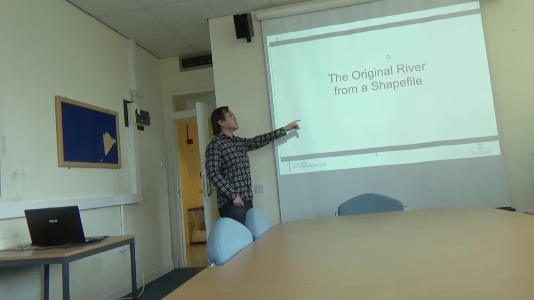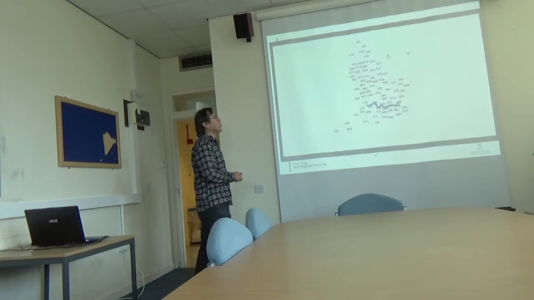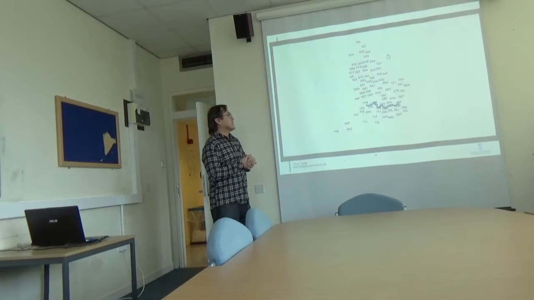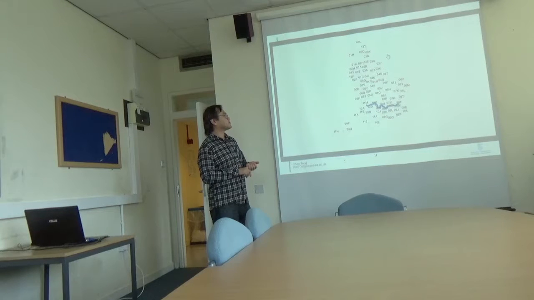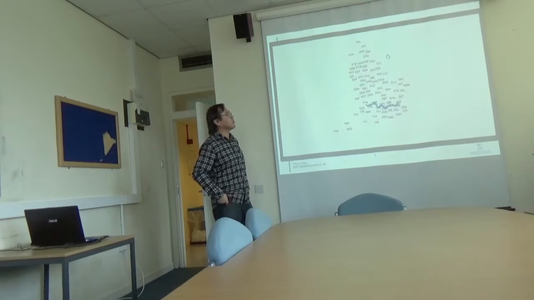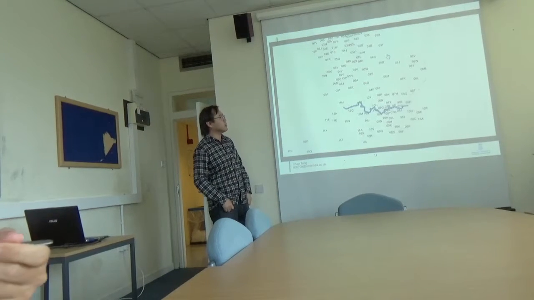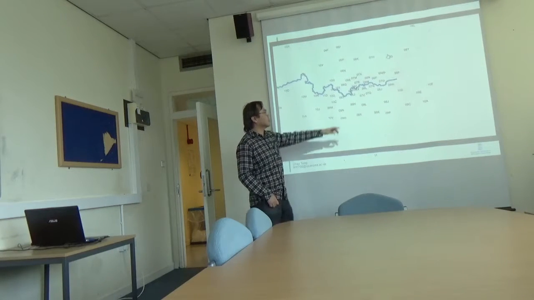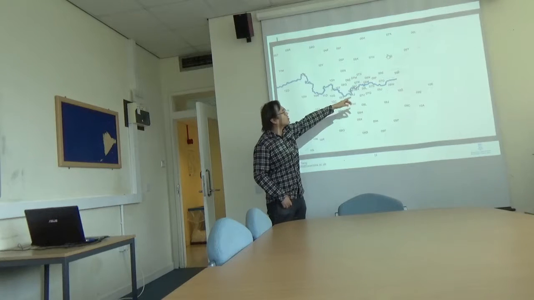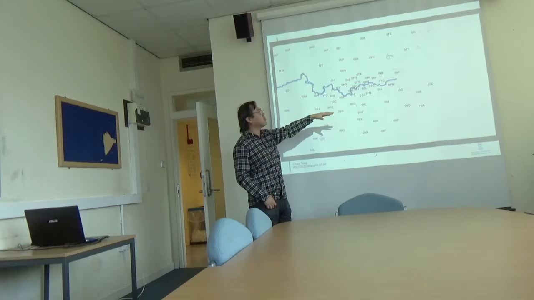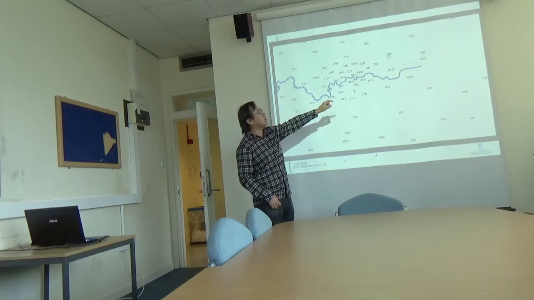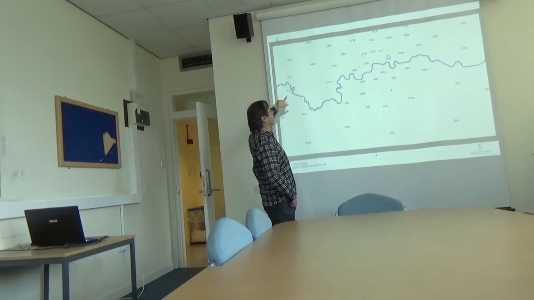So first is how we do the river definition and approximation. This is the original river we input from the shapefile to the QGIS software. So you can see there are several nodes on both sides of the river. So we can figure out a pair of nodes from the very beginning to the end.